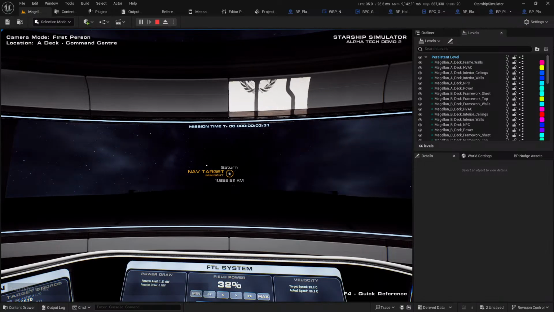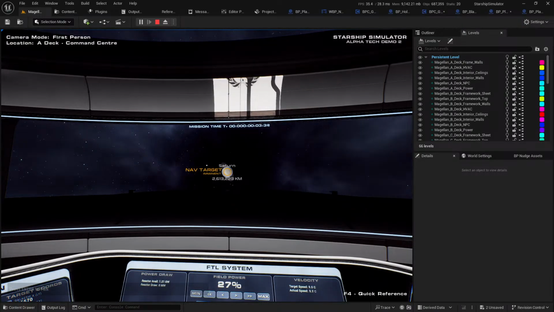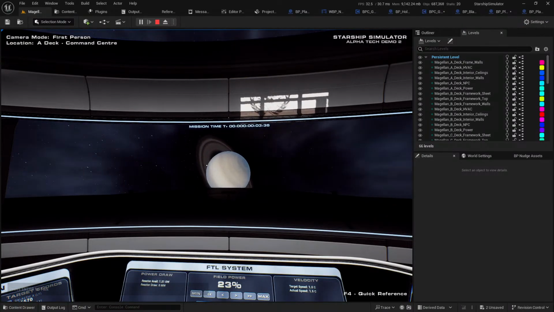Is it going to be Earth or is it going to be Saturn? Hurrah, it's Saturn.